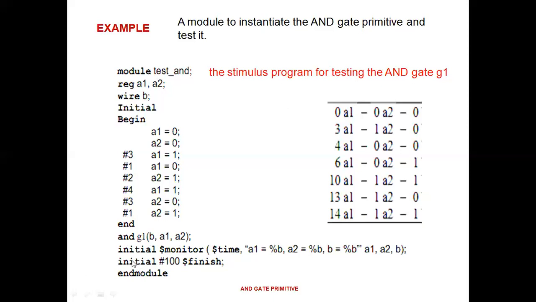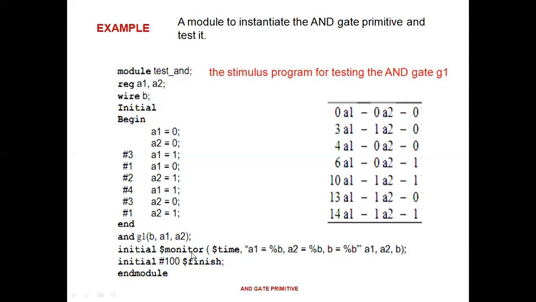Okay, next. Next you'll see. So what is this? Initial $monitor. This is nothing but a system task, what we have discussed in the last classes. $monitor within brackets some arguments: $time, comma, a1, equal to %b. What is %b? It is nothing but a format specifier. That means we are going to represent the a1 value in the form of binary. %b means binary, a2 also in the form of binary, and b output also in the form of binary. Okay, now what are the outputs? Sorry, inputs a1, a2 and b. Just we have mentioned the format specifiers for this. Okay, this is how we have represented the $monitor statement.